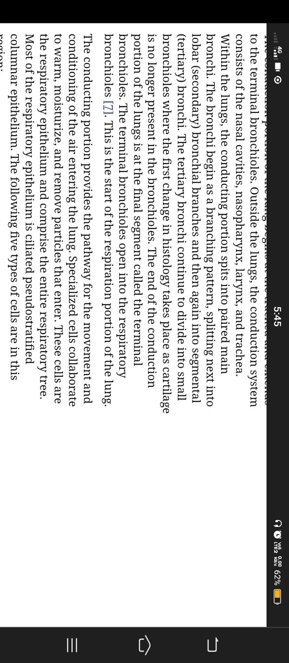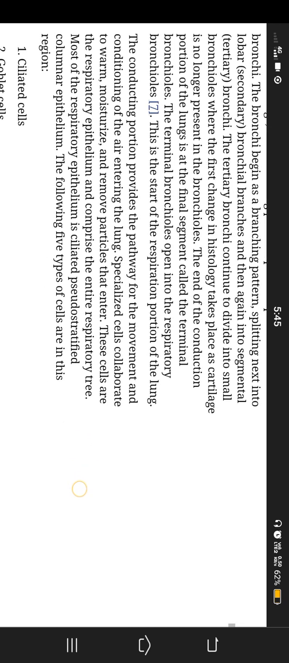The tertiary bronchi continue to divide into small bronchioles, where the first change in histology takes place, as cartilage is no longer present in the bronchioles. The end of the conduction portion of the lungs is at the first segment called the terminal bronchioles. The terminal bronchioles open into the respiratory bronchioles. This is the start of the respiratory portion of the lung.